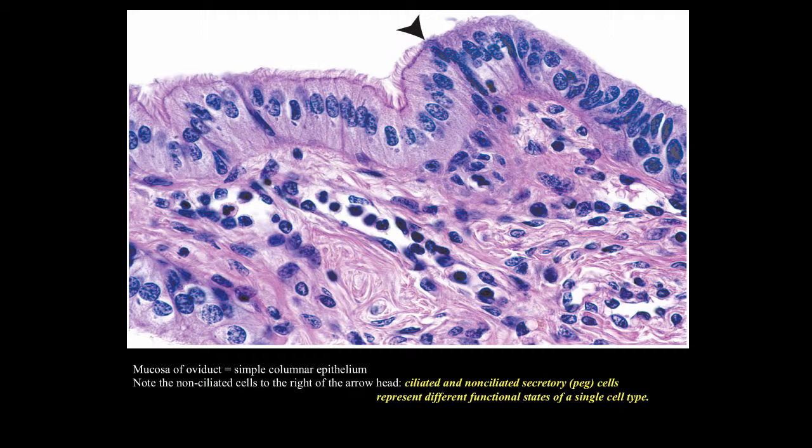The non-ciliated cells, the secretory cells, are sometimes called PEG cells, and they're given that name because they sometimes appear to stick above the epithelial surface. We have nice examples of that you'll see in the laboratory, these non-ciliated PEG cells sticking above the epithelial surface. Estrogen stimulates ciliogenesis, so under the influence of estrogen there'll be more ciliated cells. Under the influence of progesterone there'll be more of the secretory or PEG cells.